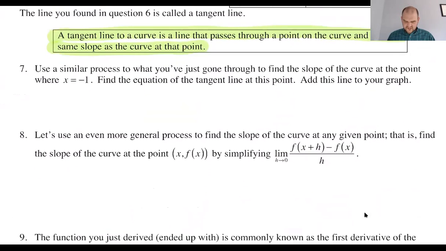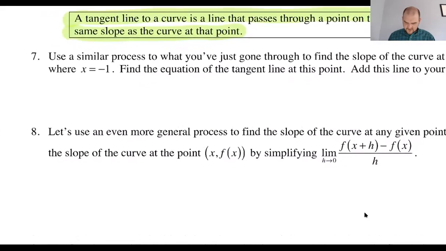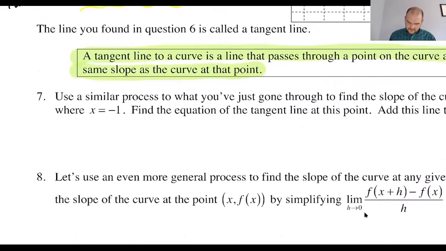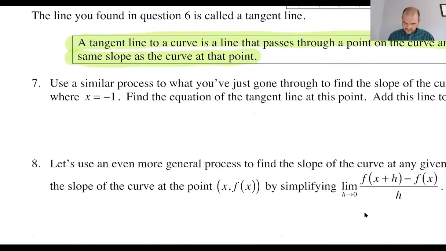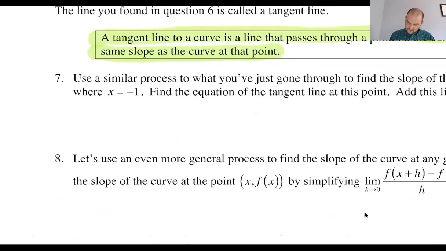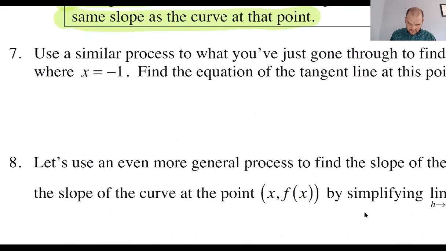Okay, use a similar process to what you've just gone through to find the slope of the curve at the point where x equals -1. Find the equation, add it to your graph. Okay, we can do that. So let's do that. If I want the slope at x equals -1, I know by notation that that's going to be f prime of -1.